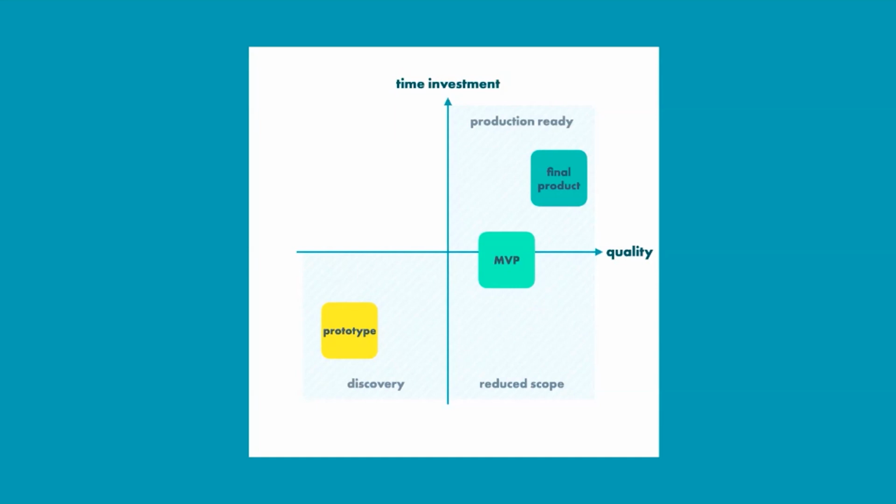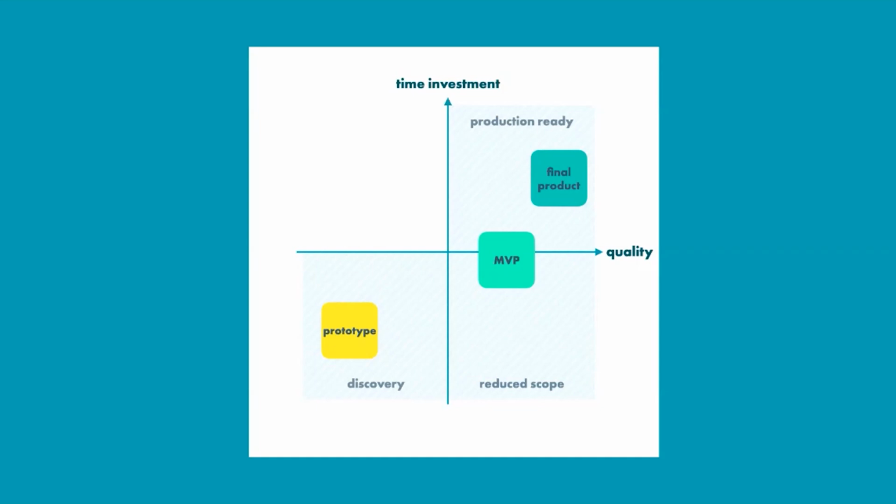When we want to quickly release a version of the product that's good enough to be usable by early customers in order to get their feedback for future development, we can cut the scope planned for the final version of the product and release a so-called MVP, which stands for minimum viable product.